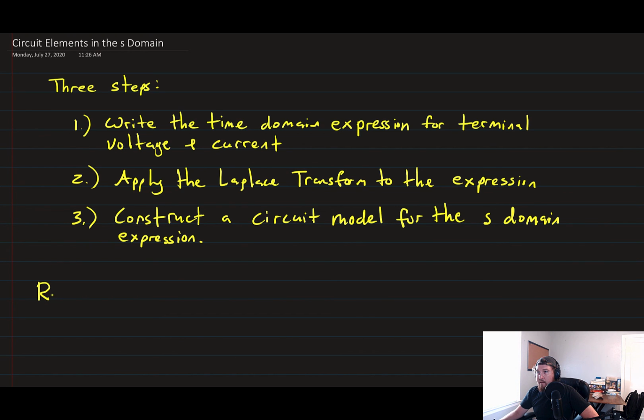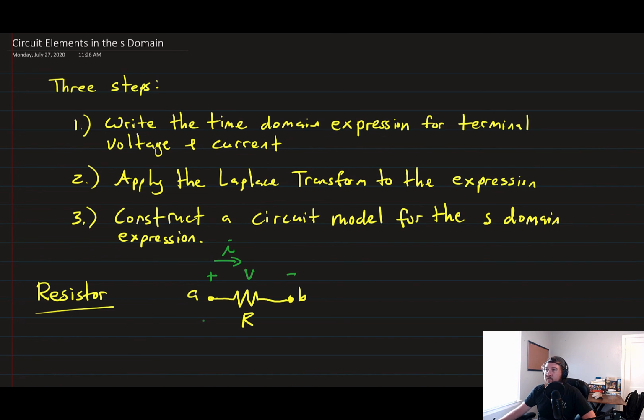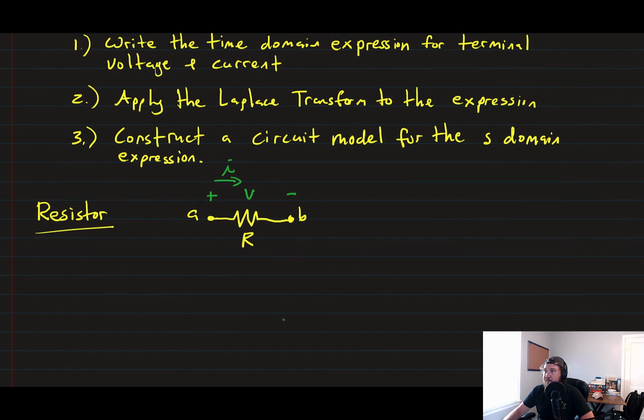So let's go ahead and do this for each of our 3 basic circuit elements. Let's start with the most simple, the resistor. Now let's go ahead and draw our basic resistor circuit model. So we have a terminal A. We have our schematic symbol for the resistor, and that connects to a terminal B. And the resistor has some value R. There's a voltage drop across the terminals A to B, and there's also a current I flowing through the resistor.